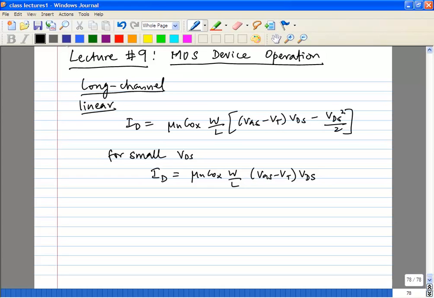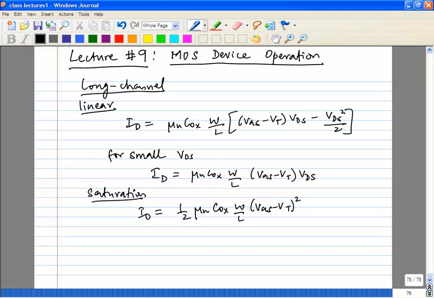Then in saturation, it's half mu Cox W over L times VGS minus VT the whole squared. I'm covering all of this for an NMOS; obviously, the same thing holds for the PMOS. So it's a square law dependence.